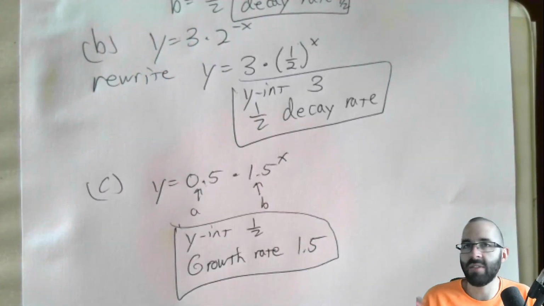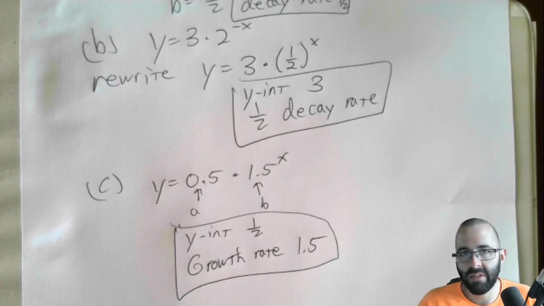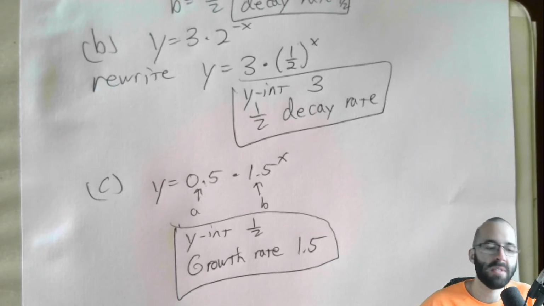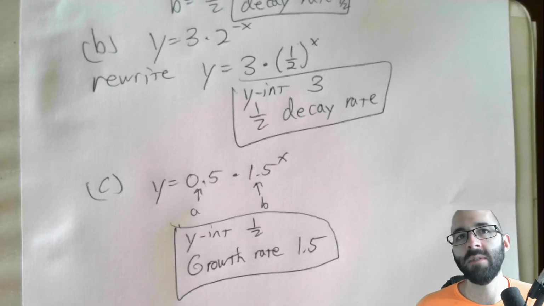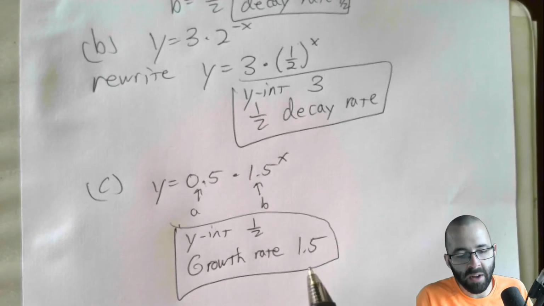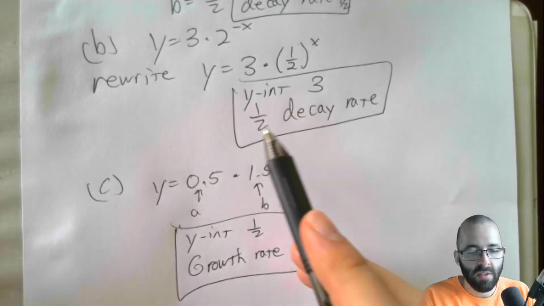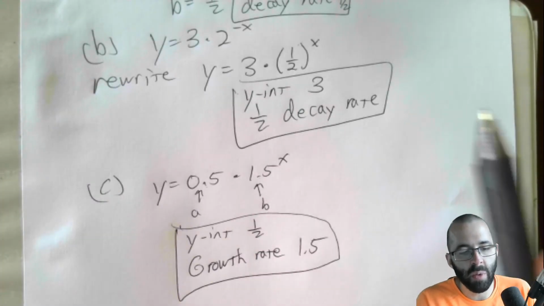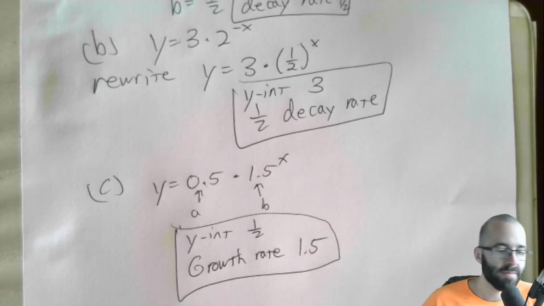So that means every time we increase x, we get multiplied by 1.5, 1.5, 3/2, all the same thing. So every time x increases, we multiply by 1.5 again and again, and we'll grow. Because if you multiply by a number bigger than 1, you will grow. If you multiply by a number smaller than 1, you will shrink. That's another way to remember the decay and growth rate.